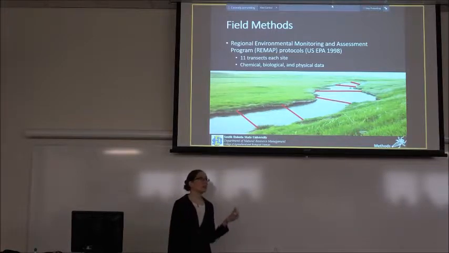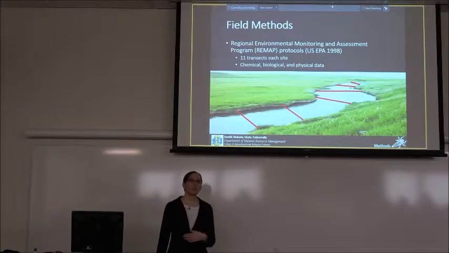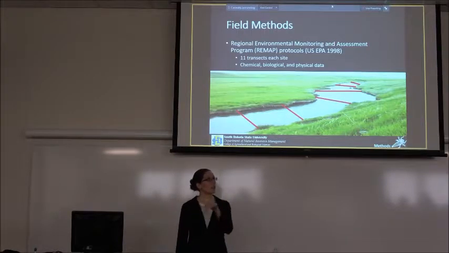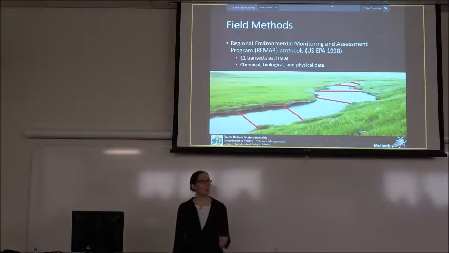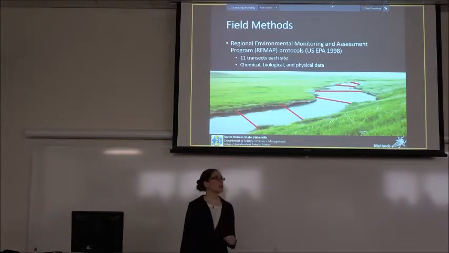Chemistry data was collected first to avoid contamination by us moving around in the stream. Biological data was collected second. For macroinvertebrates, this meant taking a D-frame net sample at each transect in a zigzagging pattern through the entire length of the reach, and then combining that into a single sample for each site. And then finally, at each transect across the reach, we collected a multitude of physical habitat data.